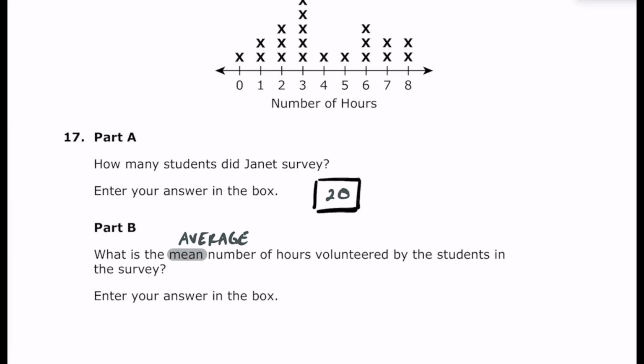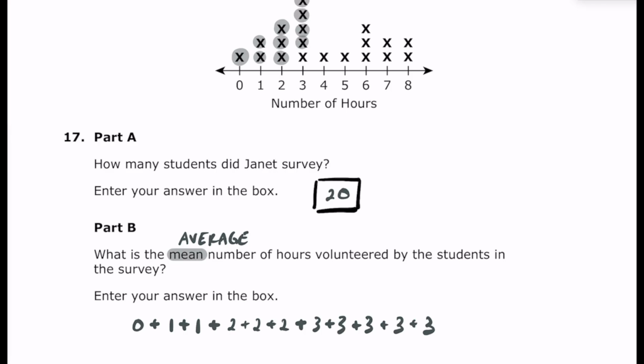So let's go ahead and say we have a 0 plus, I'm going to go ahead and highlight them as we go. So we have 0, and then we have a 1 and a 1. So 1 plus 1, that takes care of both of these ones here. And then we have 2 plus 2 plus 2. That takes care of all these 2's. How many 3's are there? It looks like there are 5. So 1, 2, 3, 4, and 5. That takes care of all the 3's.